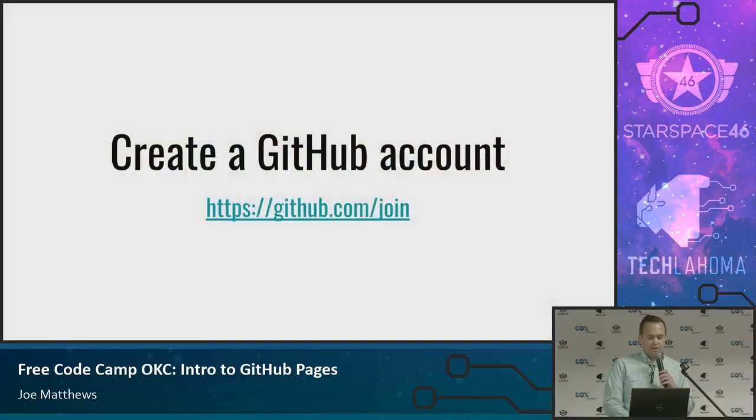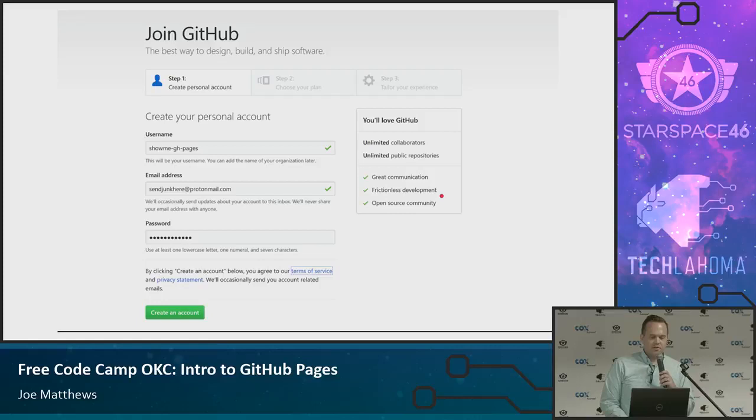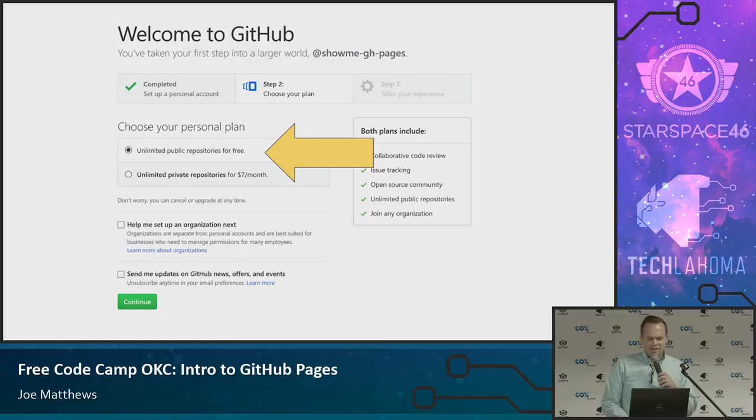So bear with me while we go through this, and you can join GitHub by going to github.com/join. For these examples, it's a little hard to see, I know, but it's show-me-gh-pages, and that's the username I chose for all these examples. I got the email address and the password in, and so we move on to step 2, which is to choose your plan. Let's go with unlimited public repositories for free. We should be open. We should share our software.